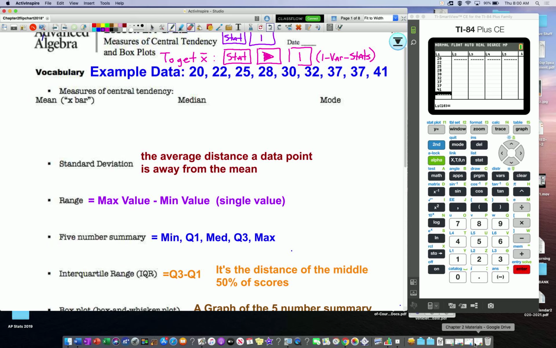So when we talk about mean, there's this symbol called X bar. I'm going to show you where you find that on your calculator. We call it X, and it's got a little bar on top of it. It represents the mean, and the mean is simply the average.